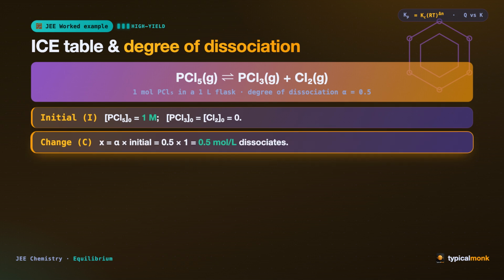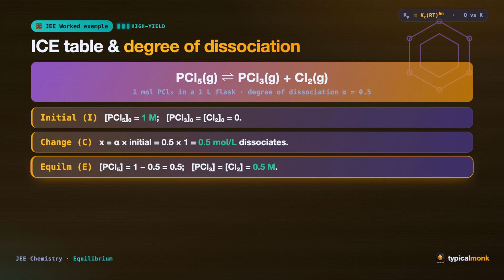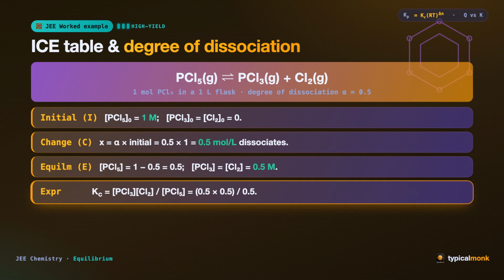Step 2. The change row. Whatever amount breaks apart we call x, and x equals alpha times the initial amount. 0.5 times 1 gives 0.5 mole per liter dissociating. Step 3. The equilibrium row. What remains of phosphorus pentachloride is 1 minus 0.5, which is 0.5 molar, and both new products have also formed to 0.5 molar each.